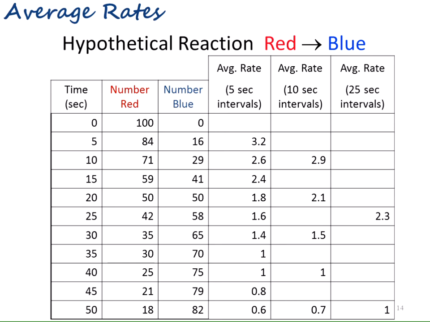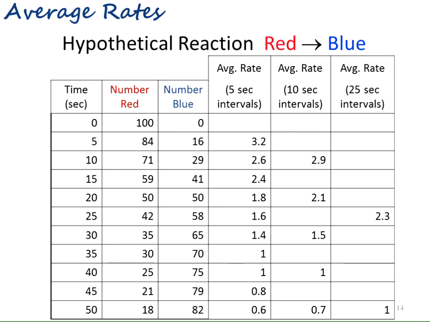So just look at the difference between the average rate when you're looking at 10 seconds has passed in the 5-second column and the 10-second column. In the 5-second column, the reaction has slowed down to 2.6 molecules per second. Whereas if you're looking at the average over 10 seconds, the average change in concentration is 2.9, because you're looking at this entire 10 seconds. Whereas in the first one, you're only looking at 5 seconds.